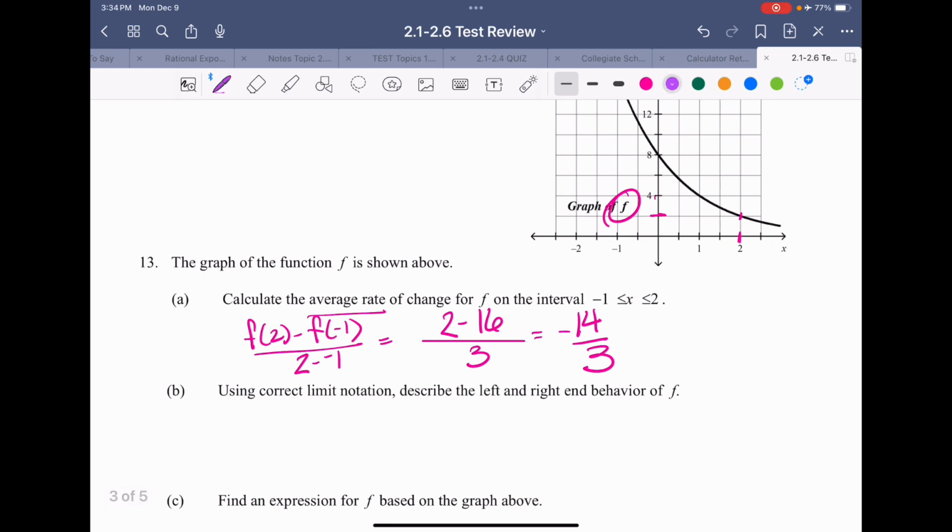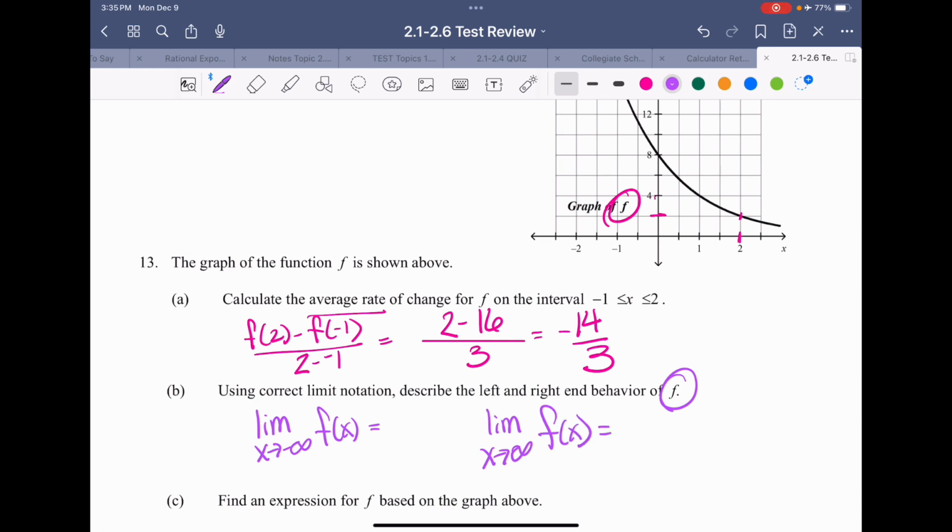It says, using correct limit notation, describe the left and right end behavior. All right, so the limit as x approaches negative infinity of f of x, and I know I'm supposed to put f of x because it says f right there, and then I need the limit as x approaches infinity of f of x.